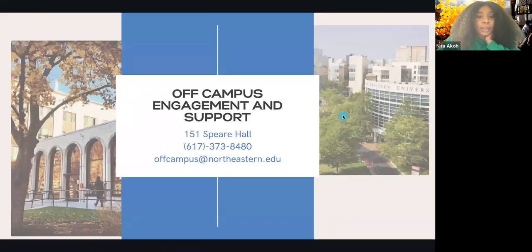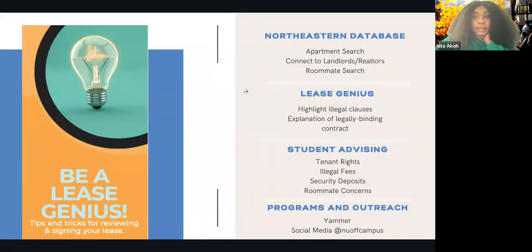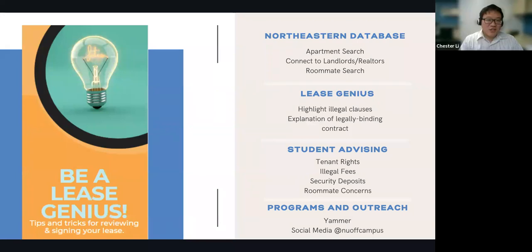Okay. As you know, we're the OCES office. We are located in 151 Spare Hall. This is our number and this is our email, and all of this can be found on our website. Once again, this is the general stuff that we cover in our office. We help with the database. We're going to go into depth about our leases. We advise students on various topics, and we do some engagement with the off-campus community.